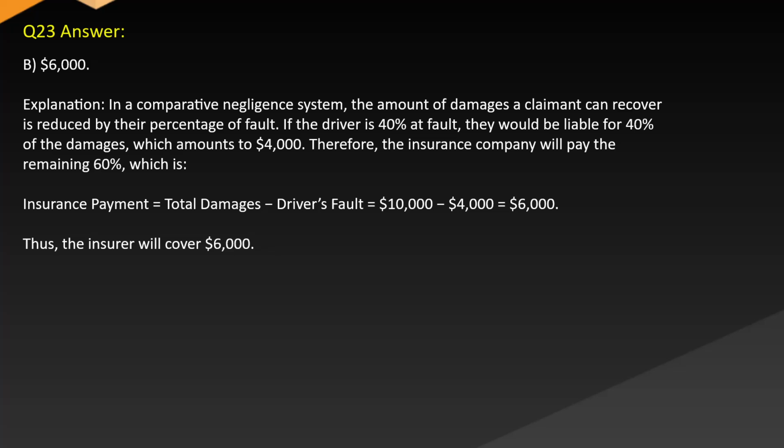Answer. B. $6,000. Explanation. In a comparative negligence system, the amount of damages a claimant can recover is reduced by their percentage of fault. If the driver is 40% at fault, they would be liable for 40% of the damages, which amounts to $4,000. Therefore, the insurance company will pay the remaining 60% of the total damages. $10,000 minus $4,000 equals $6,000. Thus, the insurer will cover $6,000.